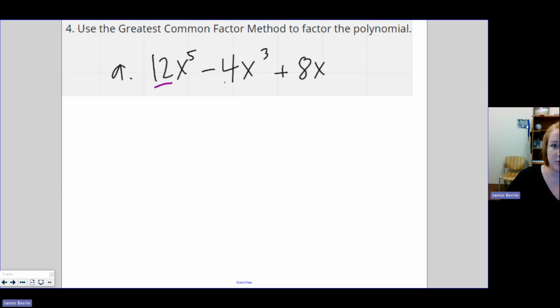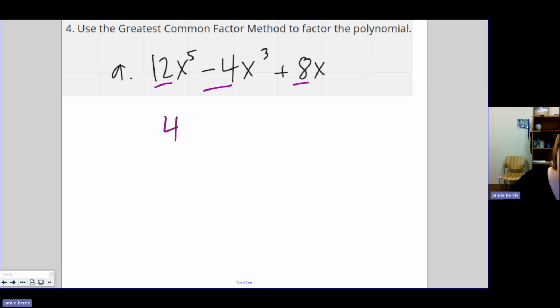All right, so what number goes into 12? What's the largest number, I should say, that goes into 12, -4 and 8? Again, that would be 4. You could factor out a -4 too. That would not be incorrect if you pulled out a -4. You just don't have to. Makes it a little bit less work on yourself if you don't factor out a -4, because then you have to remember to switch the signs if you factor out a -4.